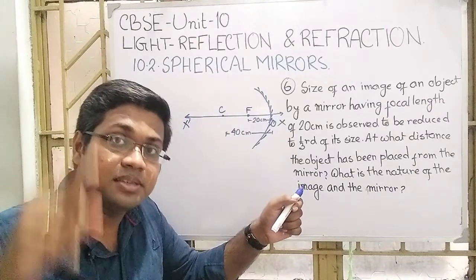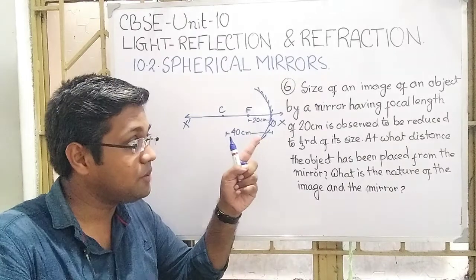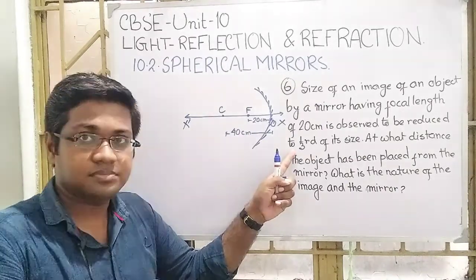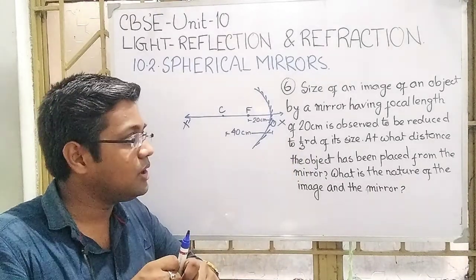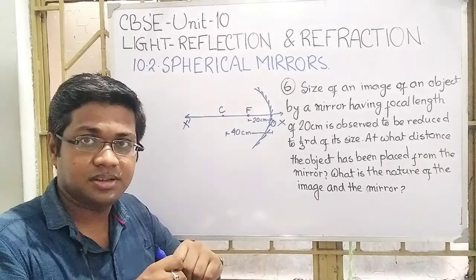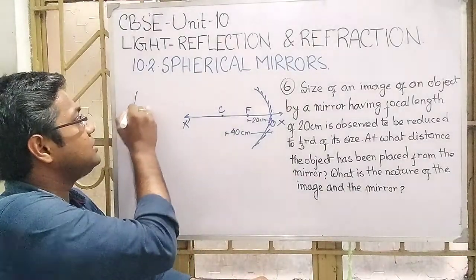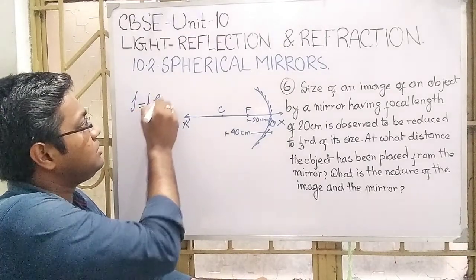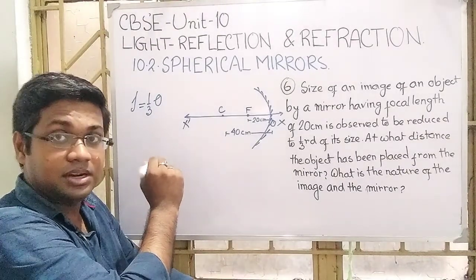and that image is a diminished one also, because it is said that the size of the image of an object is reduced to 1/3 of the size of the object. So I can write down here that the size of the image I equals 1/3 of that of O.